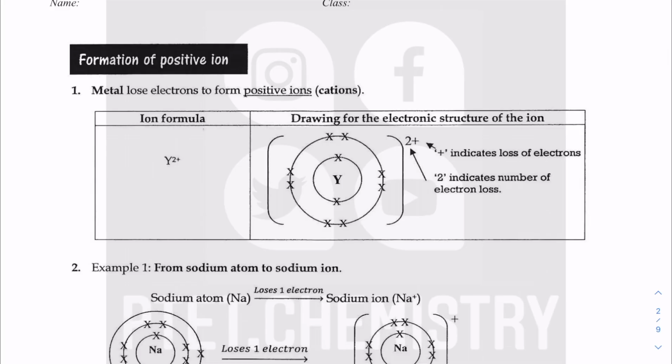For example, in this case, we reinforce this idea. Metals lose electrons. You give away your electrons. You form positive ions called cations. This is a 2 plus there because you lose 2 electrons. A cation means you lose electrons. Metals lose electrons. Here you lose 2 electrons. That's why it's a 2 plus charge as indicated there.